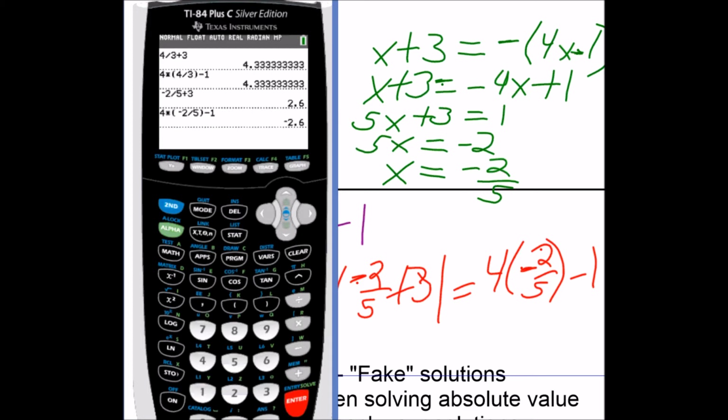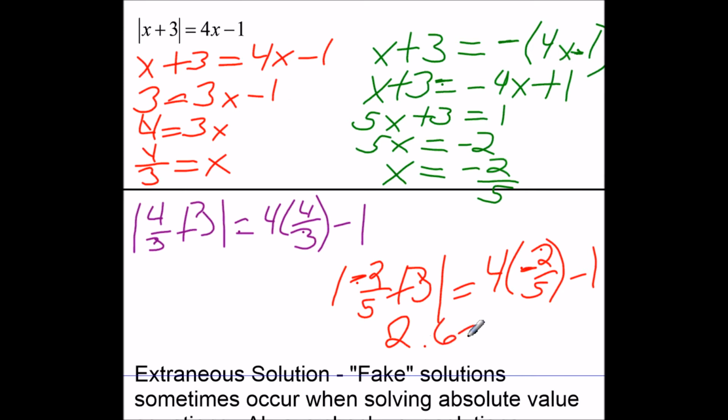That is negative 2.6. The first one I did was the one inside the absolute value. The right-hand side, the second thing I did, is not inside the absolute value. So does 2.6 equal negative 2.6? It does not, which means that this is not a solution. However, the first one was a solution. So it is your responsibility to check for extraneous solutions.